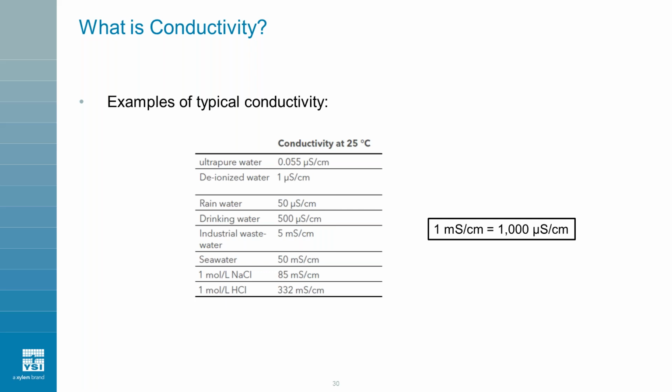I've included this slide for reference so you can see typical conductivity values in various types of water. Remember, 1 millisiemens per centimeter equals 1,000 microsiemens per centimeter. Ultra pure water has less than 1 microsiemens per centimeter, while seawater can have over 50,000 microsiemens per centimeter.